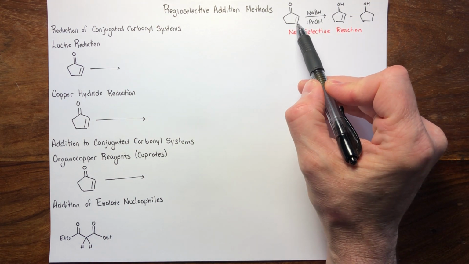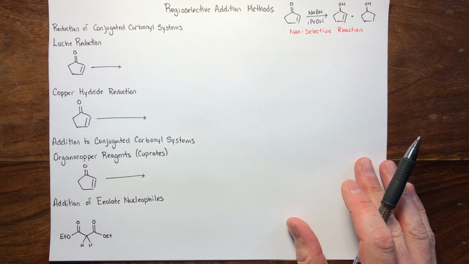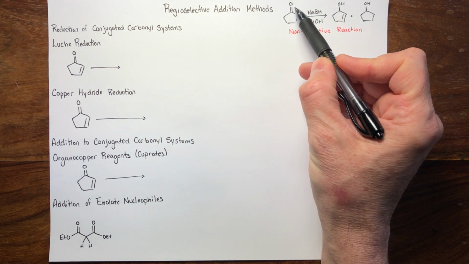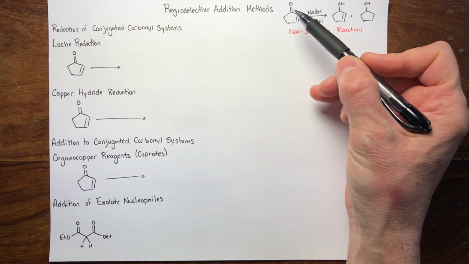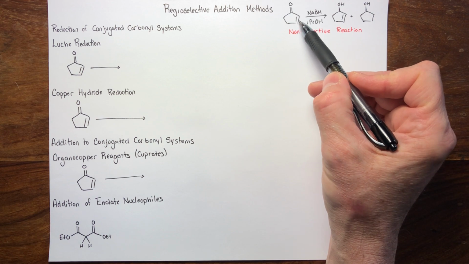The hydride is being added to both the beta carbon and the carbonyl carbon. So we're getting very little regioselectivity with sodium borohydride. So how do we accomplish these reductions regioselectively, right? How can we accomplish a reduction that can reduce just the carbonyl? And in contrast, how do we accomplish a reduction that can reduce just the double bond?